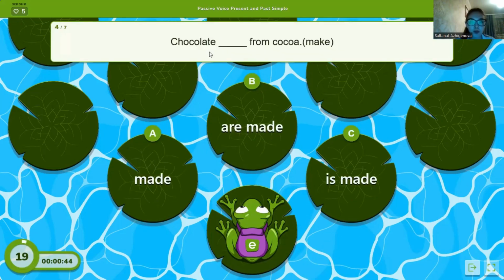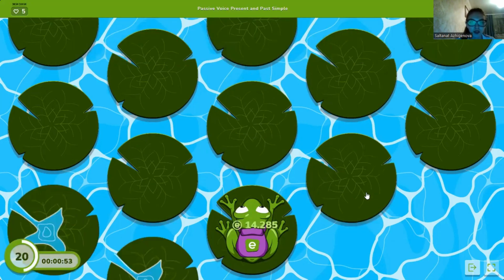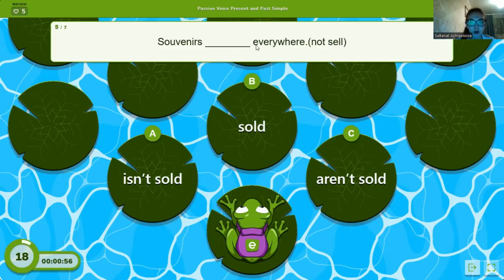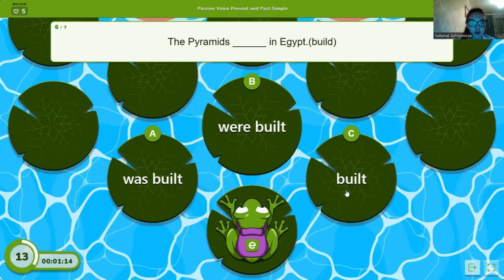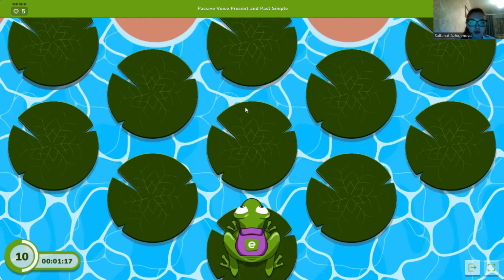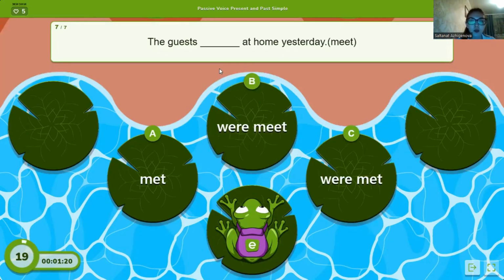Great job. Chocolate blank from cacao, and the verb given is make. Made, are made, is made. Yes, great. Souvenirs blank everywhere. The verb is sell, in negative form. Isn't sold, sold, or aren't sold. Great. Pyramids blank in Egypt. The verb is build. Was built, were built, built. Yes. Last question. The guest blank at home yesterday. The verb is meet. Met, were met, was met.